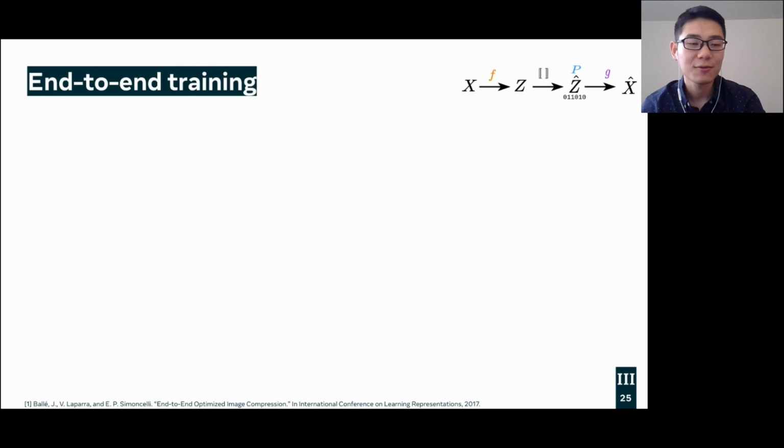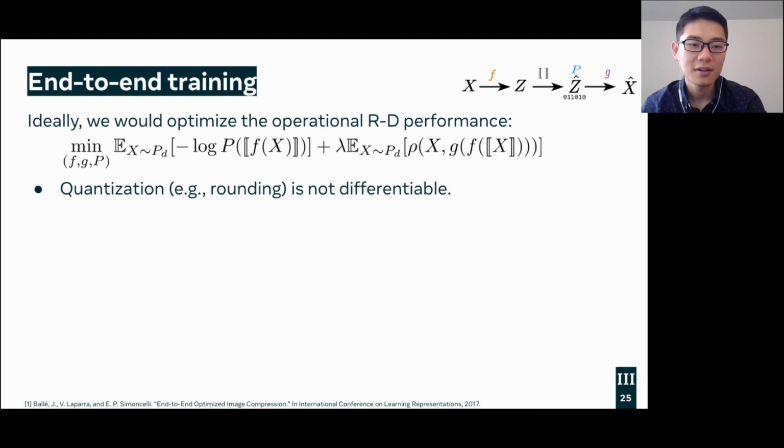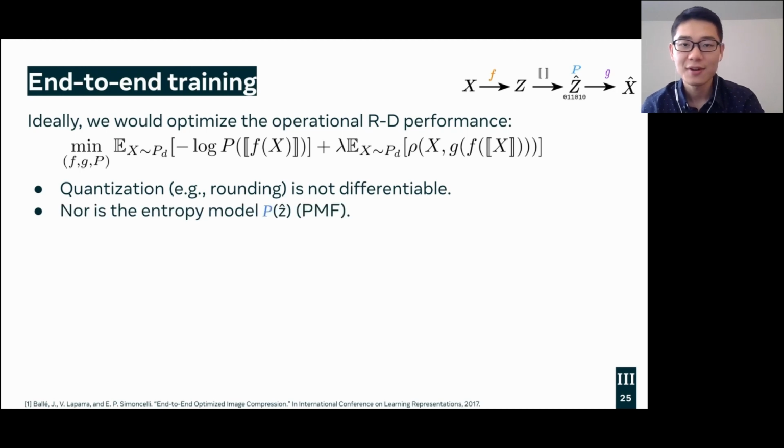Now let's turn to the important question of end-to-end training. Ideally, we would like to optimize the operational rate distortion performance. However, the quantization operation is not differentiable. It kills off any gradient signal going to the encoder. And moreover, the entropy model is technically a probability mass function and does not have a gradient defined with respect to its discrete input.